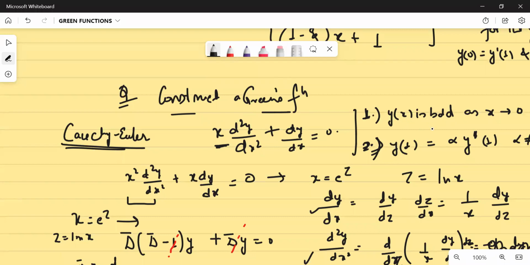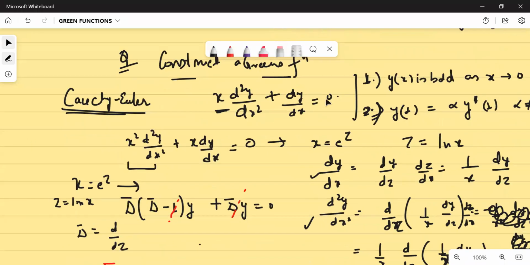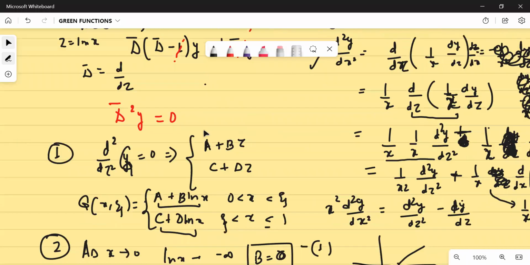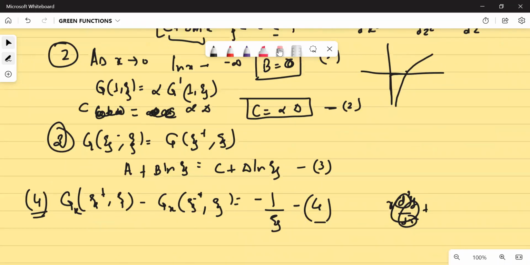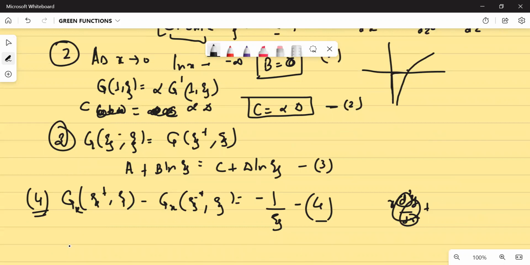And given the boundary condition that y(x) must be bounded as x tends to 0 and y(1) should be equal to alpha y'(1), given that y(alpha) is not equal to 0. So given all these conditions, we were able to find Green's function, and these a, b, c values I'm going to list shortly. The first thing given to us is b equal to 0. So if b is equal to 0, I have to forget about this particular factor. Also given that c is equal to alpha d, and the fourth condition given to you was g(x, zeta+) minus g(x, zeta-) is equal to minus 1 upon zeta.